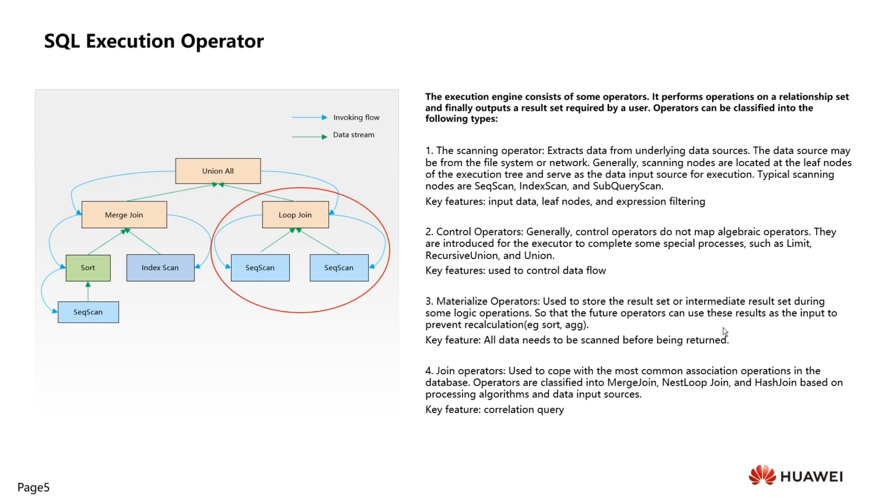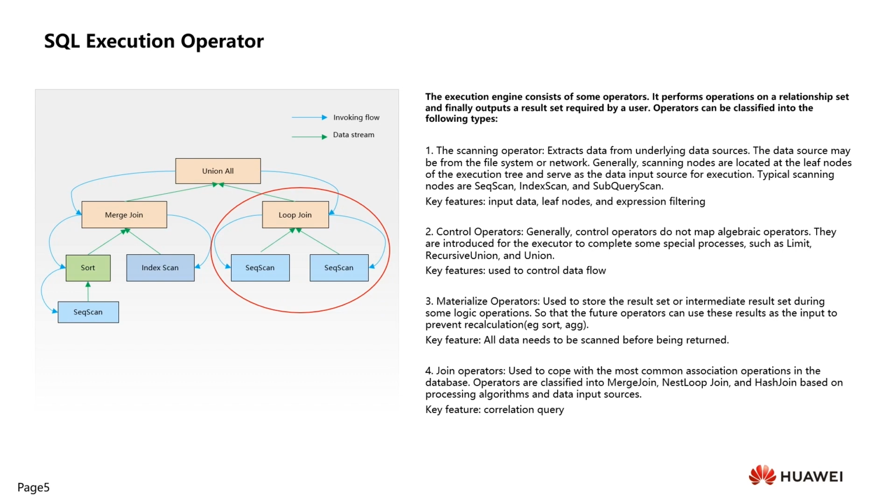And one key feature of the materialized operators is that all data needs to be scanned before being returned. So for instance, for the sort operation, we have to scan all the data before we can return the first row. And finally, we have the join operators. They are used to cope with the association operations in database. Operators are classified into merge join, nested loop join, and hash join based on the processing algorithms and data input sources.